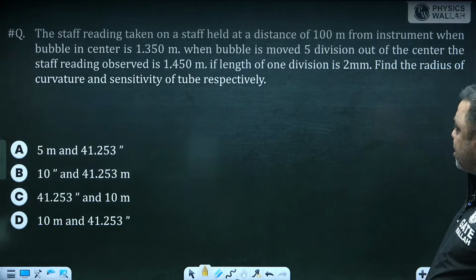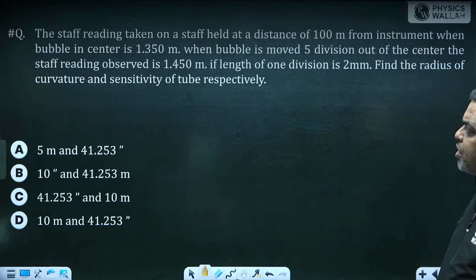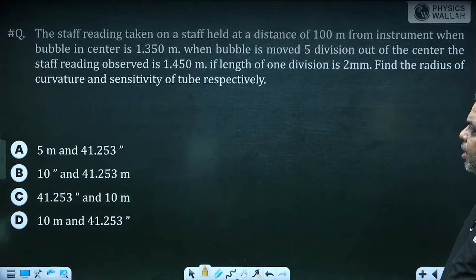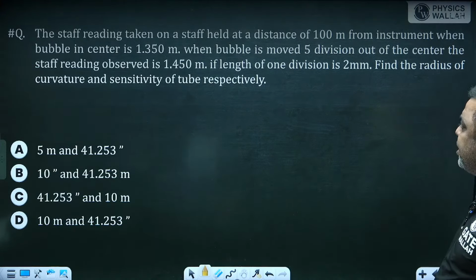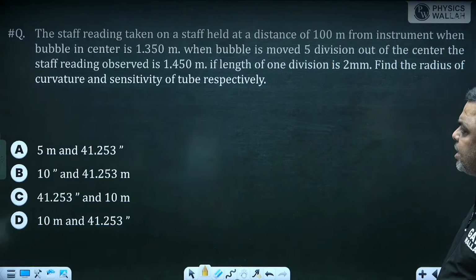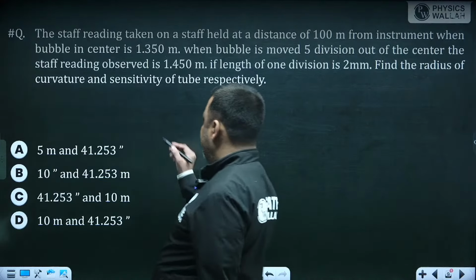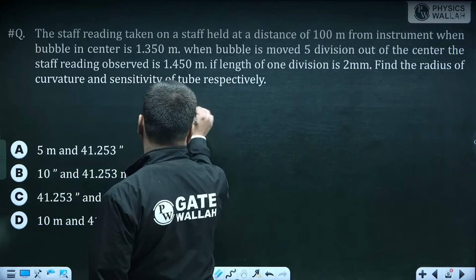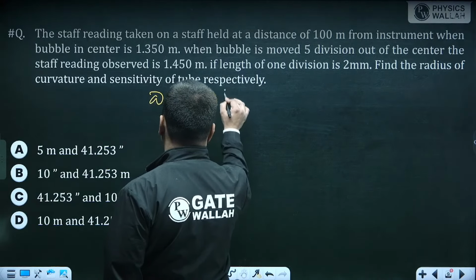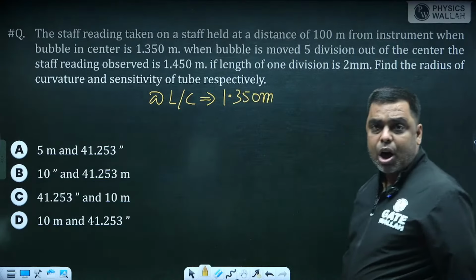Next question. This is a good question. Leveling. The staff reading taken on a staff held at a distance of 100 meter from the instrument when the bubble is in center is 1.35, means at the line of collimation the staff reading is 1.350 meters. See, I'm also giving you the thought how I think.